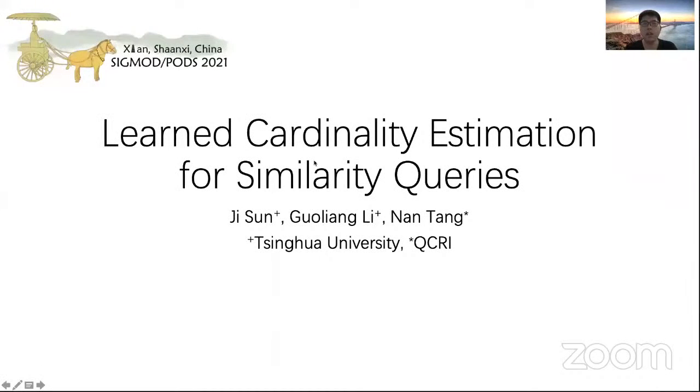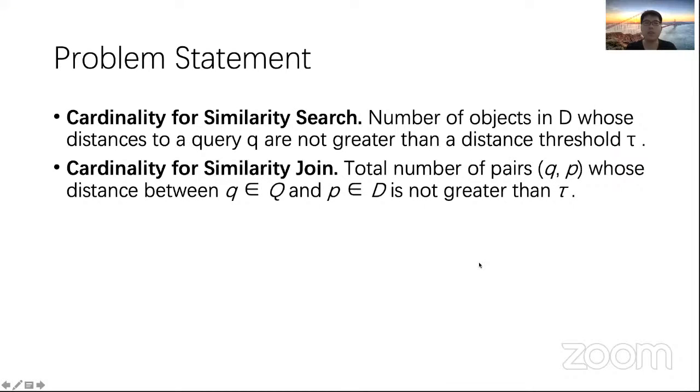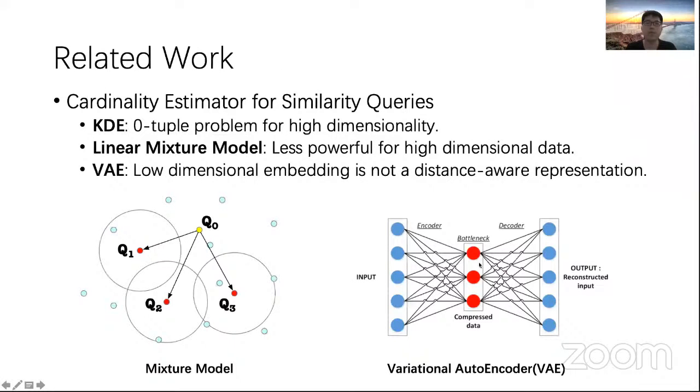Hello everyone, I'm Sun Ji from Tsinghua University, and I will introduce our paper, Learned Cardinality Estimation for Similarity Queries. Cardinality for similarity search denotes the number of objects in the dataset whose distances to a query q are not greater than a distance threshold tau. And cardinality for similarity join denotes the total number of pairs (q, p) from the query set and dataset whose distance is not greater than tau. There are some methods proposed for similarity queries.